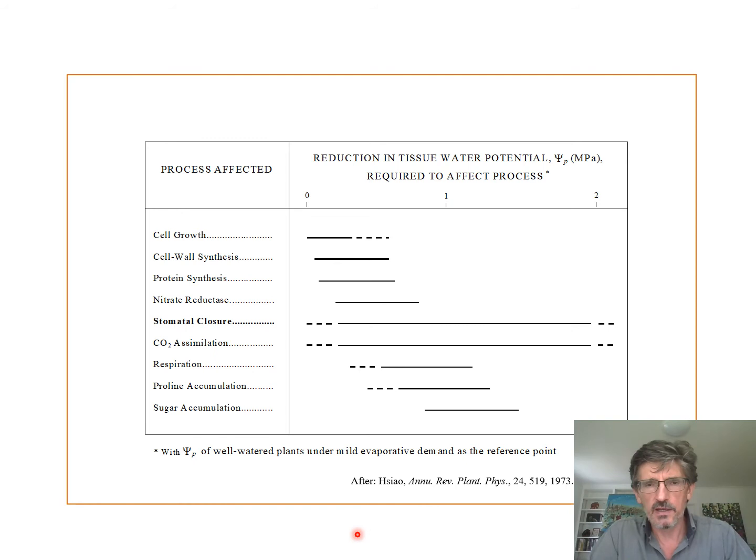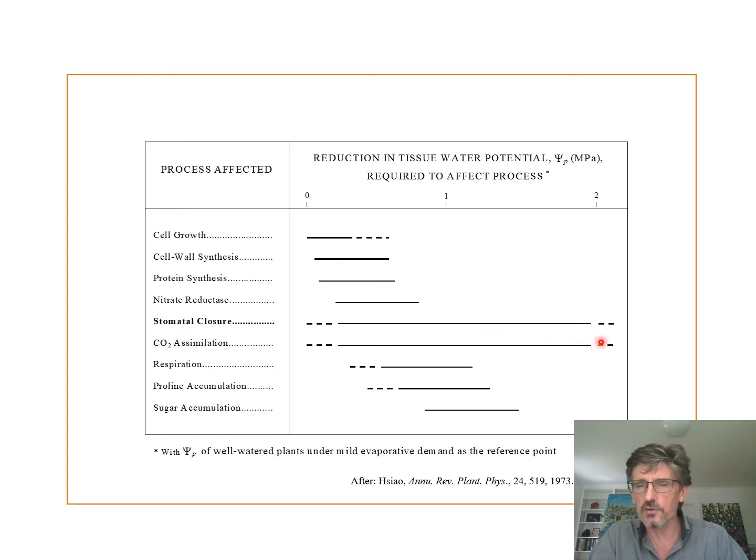This is a nice compilation of bad things that happen to a plant as the water potential is reduced. This is a reduction in tissue water potential. So this is well watered, and this is minus 2 megapascal, so pretty low values. And at the beginning, plants start reducing their growth, the cell growth, start reducing also the rate at which they synthesize new cells, at which they uptake and process nitrogen and other nutrients.